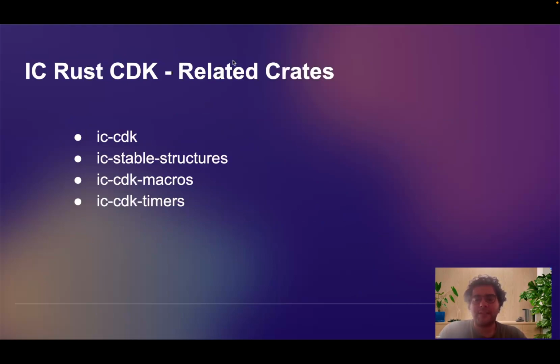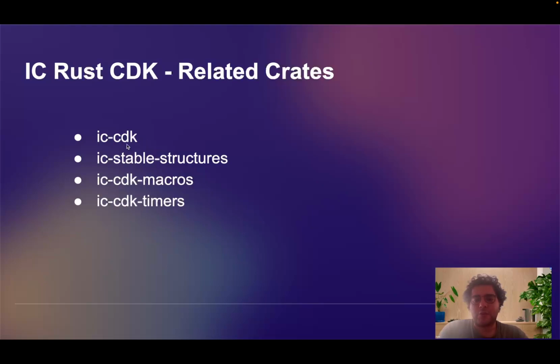Several crates are provided on the IC Rust CDK to achieve the functionalities of the Motoko language. As I've said, Motoko is the native language for development on the Internet Computer. It's a great engineering investment by the DFINITY Foundation to create a new language for their blockchain network. And there are some functionalities of it that are not available in other languages. So we have some Rust crates here that enable us to achieve those functionalities: ic-cdk, ic-stable-structures, ic-cdk-macros, and ic-cdk-timers.